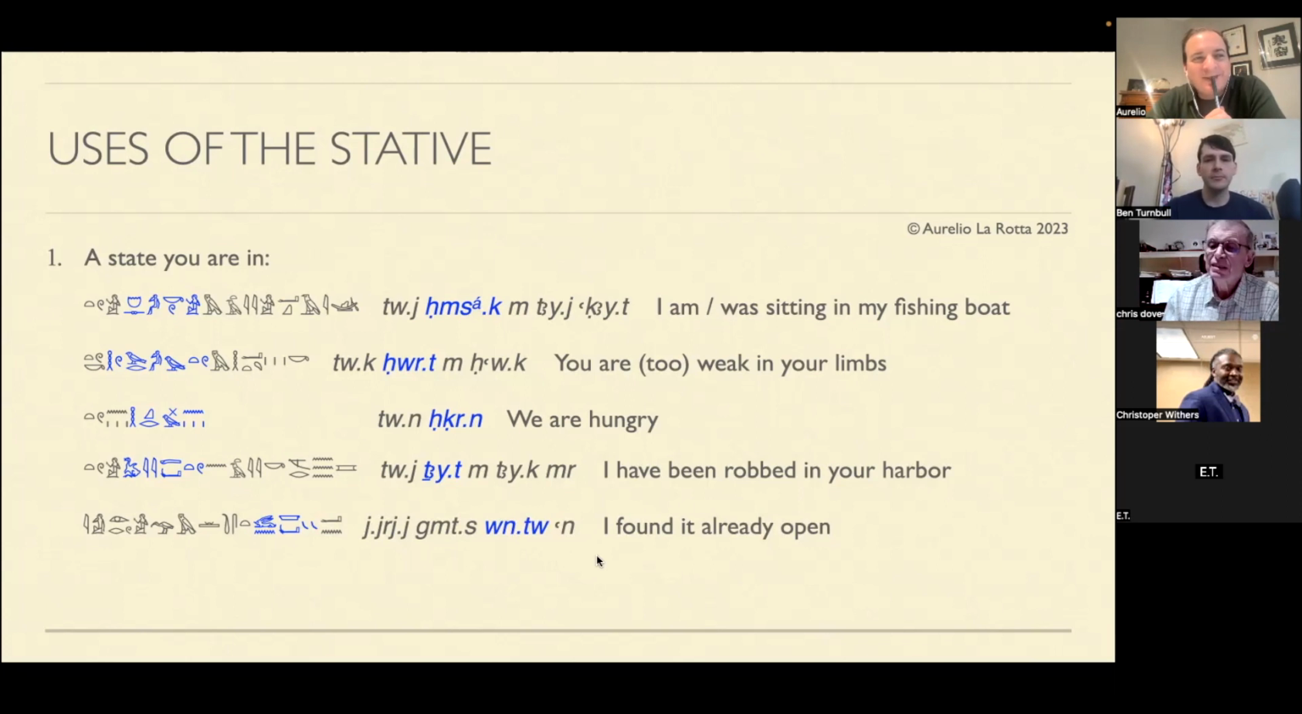What I would say though, is that especially with some verbs, it's very frequent. For example, the verb to sit, chemsi, you're going to find a lot of times as the stative. Some other verbs are also very common in the stative. So it depends a bit.